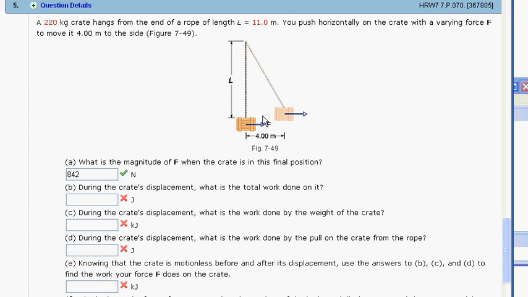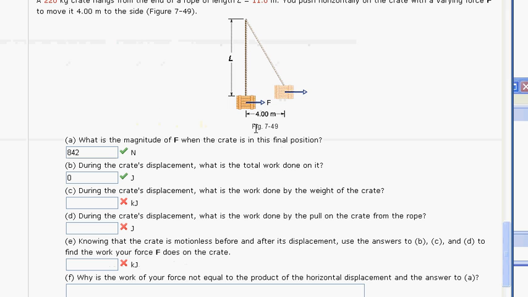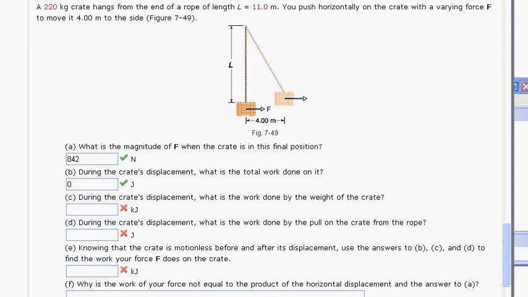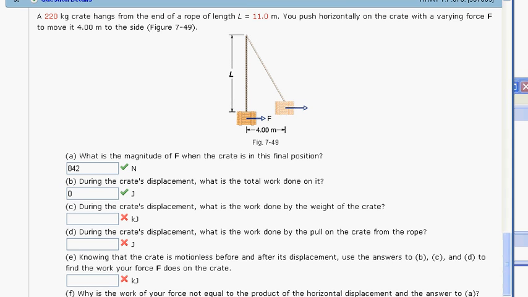If it has a change in kinetic energy of 0, the total work done is also 0. Really, it's that simple. Kind of silly, I think, for them to ask it that way, but there you go. See, there's the answer. Okay, so let's move on and do part C.